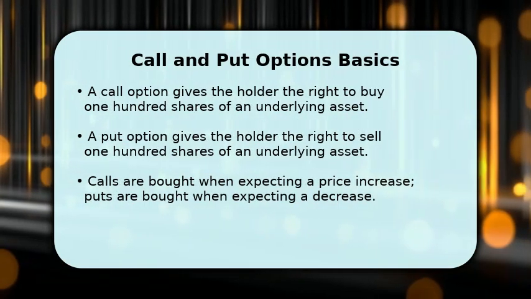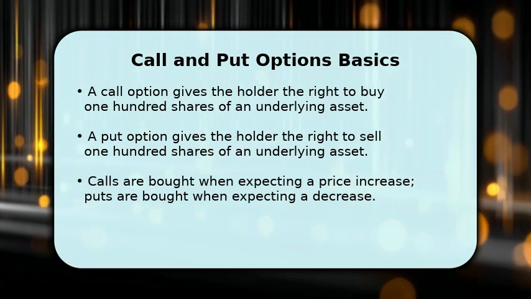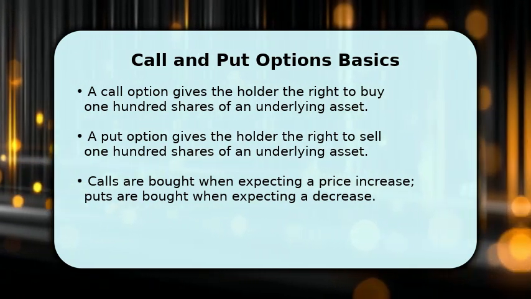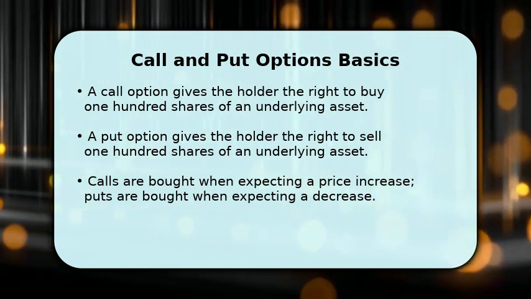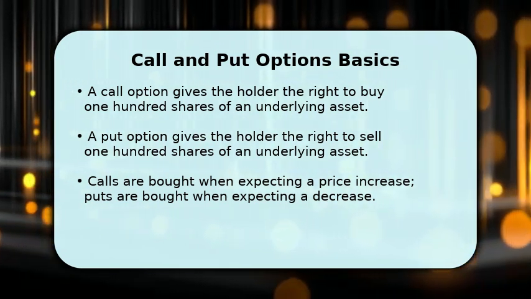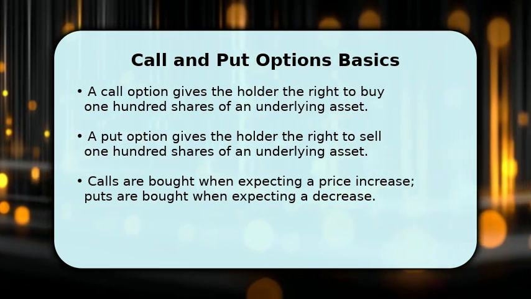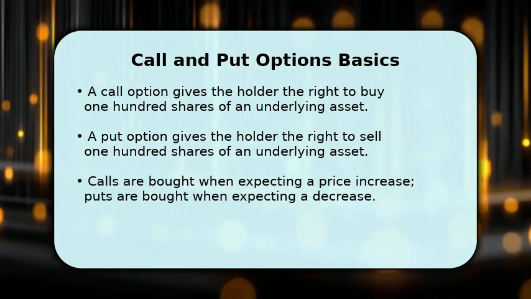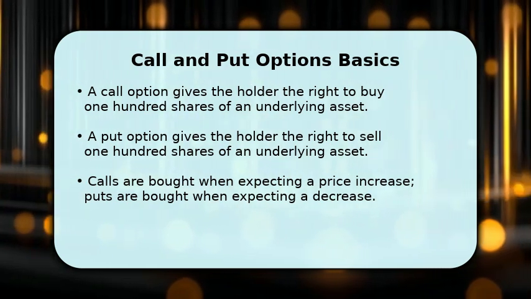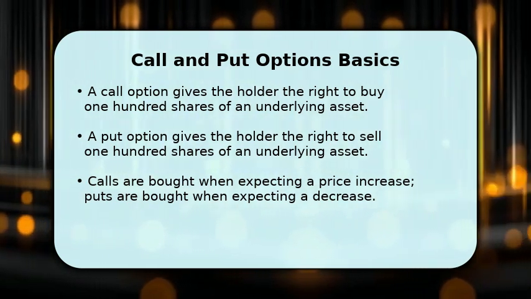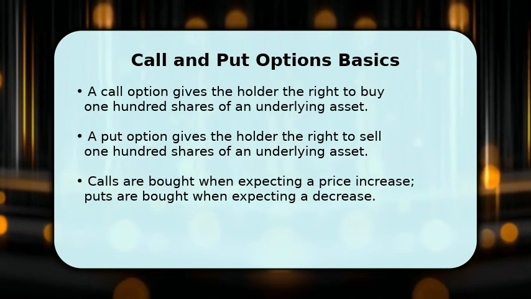Understanding call and put options is fundamental to options trading. A call option gives you the right to buy 100 shares of a stock at a specific price. You typically buy calls if you believe the stock price will rise. Conversely, a put option gives you the right to sell 100 shares. You would buy puts if you expect the stock price to fall. These are the two basic types of options.